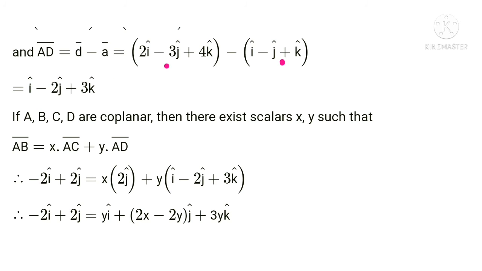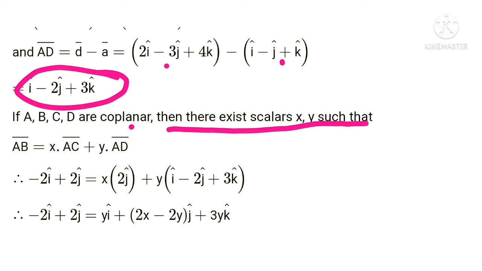You get the answer i cap minus 2 j cap plus 3 k cap. We find here AB bar, AC bar and AD bar. If A, B, C, D are coplanar, then there exist scalars x and y such that AB bar is equal to x AC bar plus y AD bar.